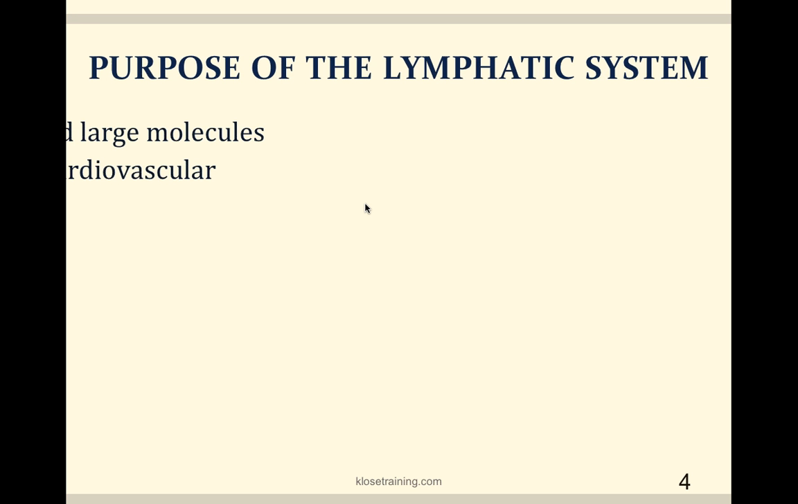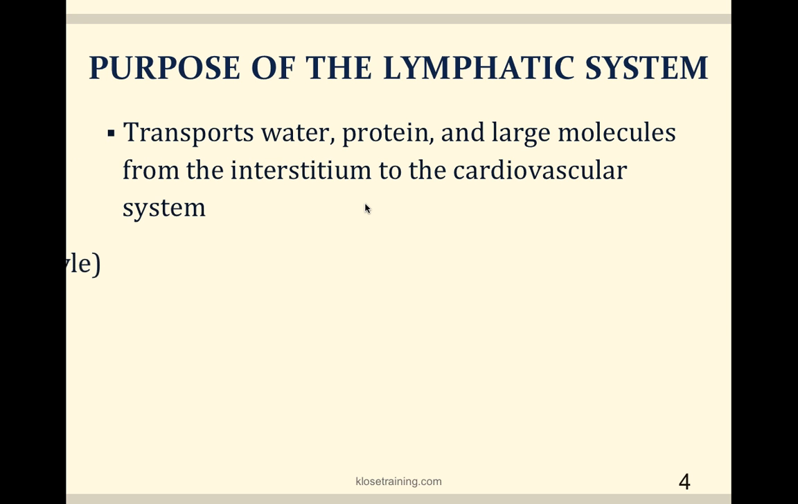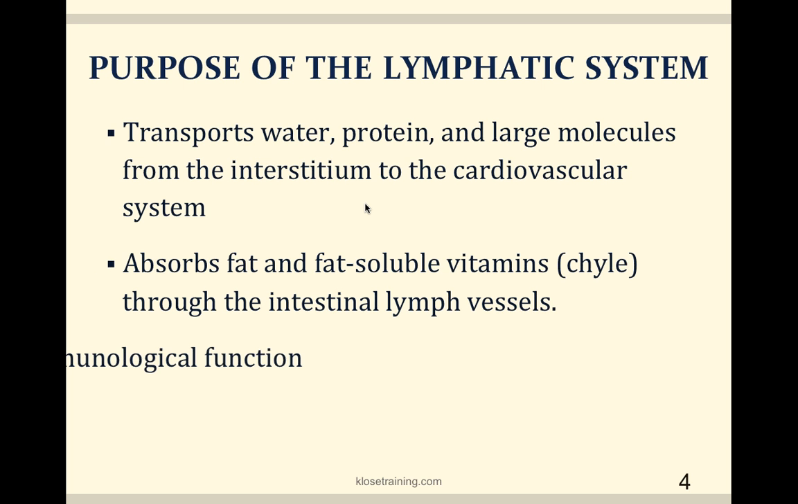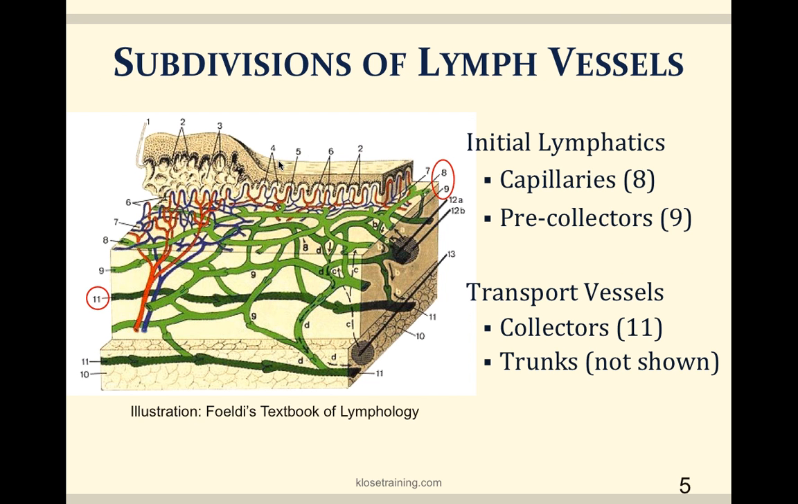So what is the purpose of the lymphatic system? The first thing it does is it transports water, protein, and large molecules from the interstitium to the cardiovascular system. Next, it absorbs fat and fat-soluble vitamins through the intestine. This fluid is called chyle, and we'll talk about that later on. And the last thing it does is it serves the immunological function.